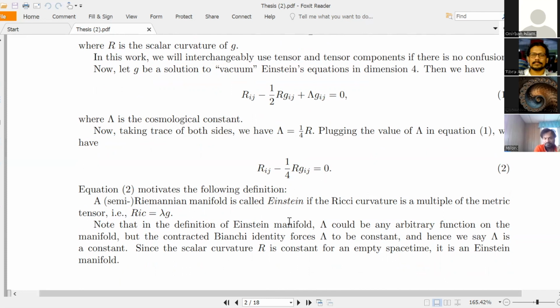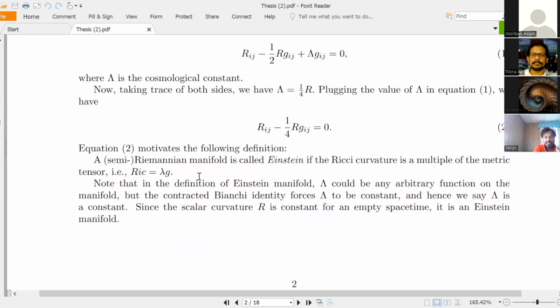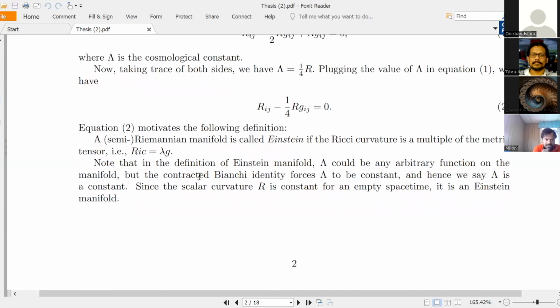We define a manifold to be Einstein if its Ricci curvature is just a multiple of your given metric G. So this is the definition of Einstein manifold. People abuse notation a lot. Whenever people say a thing is Einstein, they basically mean Einstein metric. But when people say I have an Einstein manifold, that basically means you have a manifold with Einstein metric. So Einstein metric and Einstein manifold, people use interchangeably. Things are clear from the context. Anyway, that's the definition, Ricci equals lambda G.